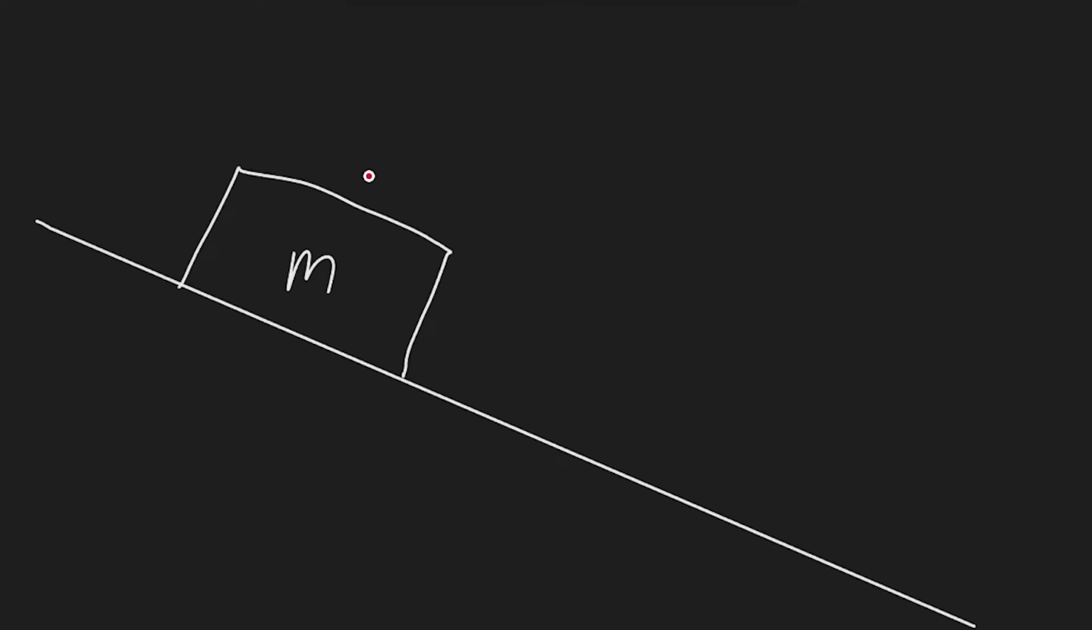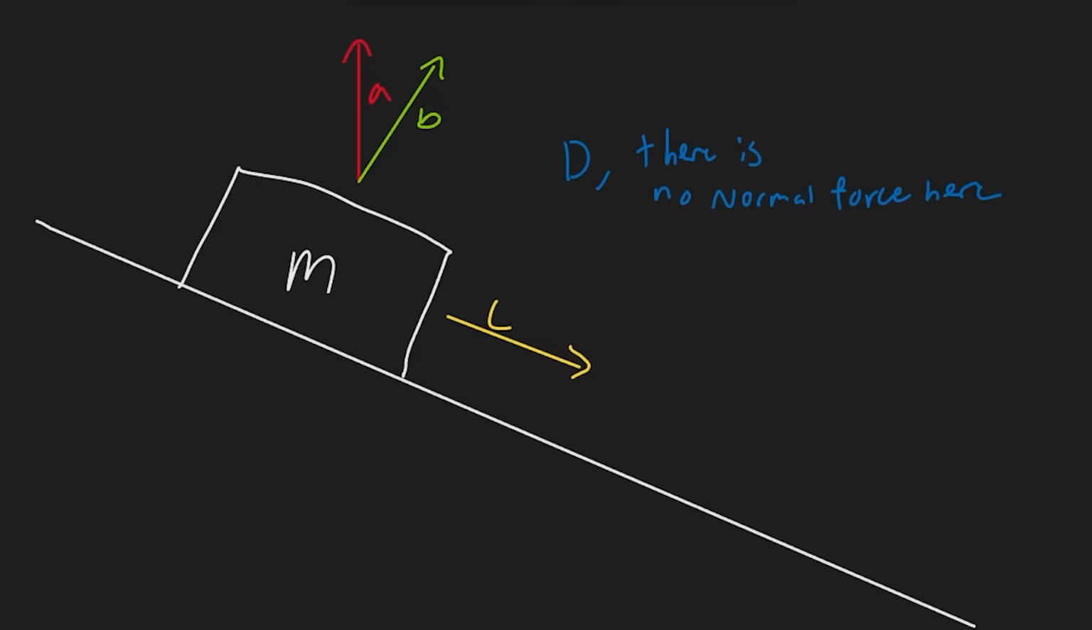So let me ask you a question. If a box is on the ramp, what direction would its normal force be in? I'll give you some choices. Is it A, straight up, B, perpendicular to the ramp, C, parallel to the ramp, or D, there is no normal force? And remember, a normal force is the force that counters gravity.